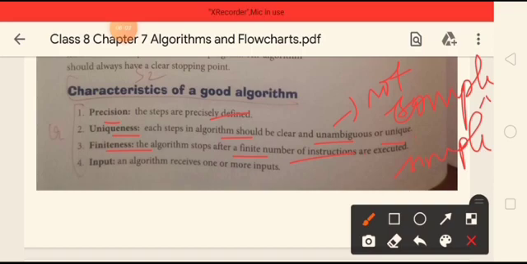Okay, अब जैसे कि when you are preparing a tea, when you have made the whole tea and you have poured it in the cup, then again you won't start making the tea, na, your process will end there only. So it should be finite. Input. An algorithm receives one or more inputs. कोई भी प्रोग्राम बनाने के लिए उसमें हम लोग को कुछ ना कुछ इनपुट देना ही पड़ता है. So there should be input.